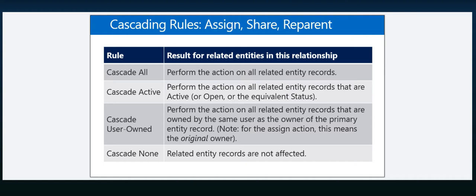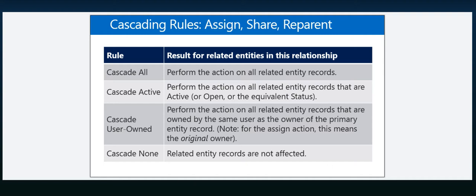So yes, that does give them the right. And there are some cascading options on that. Cascade All, Cascade Active, Cascade User Owned, and Cascade None are your settings for how this is supposed to work. Cascade All is pretty simple. Anything that's available will get reassigned if it's unassigned, for example. Cascade Active means that it will only assign the open items. Specifically for case activities, that's a problem because you definitely don't want to reassign tasks from one person to another.